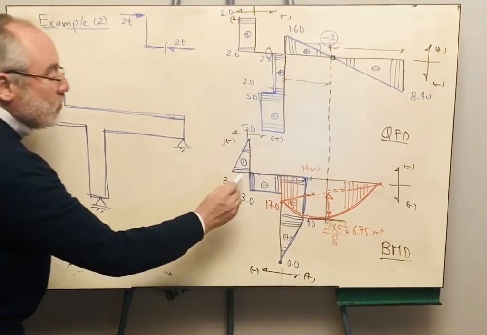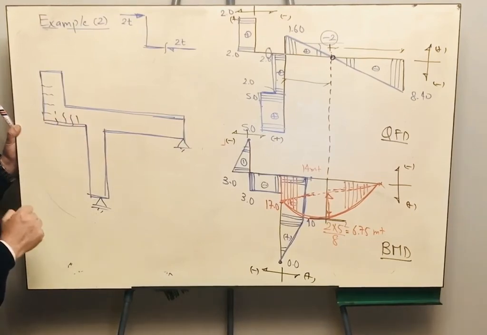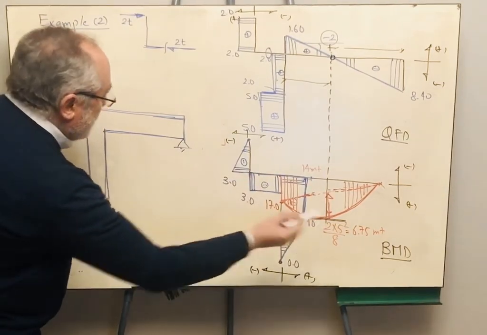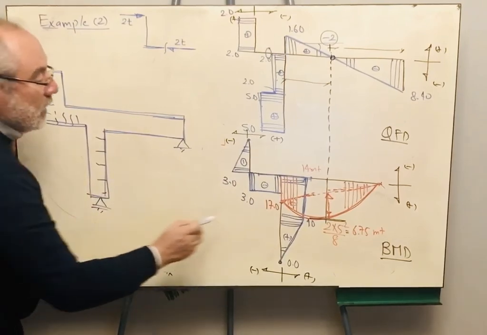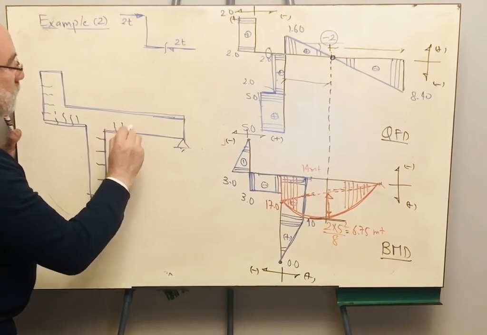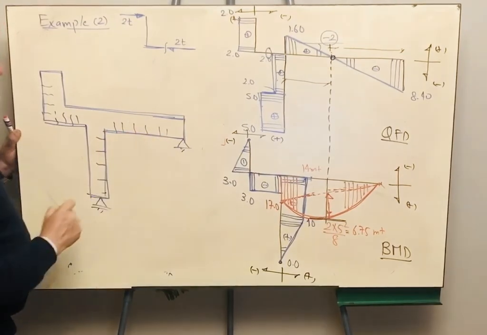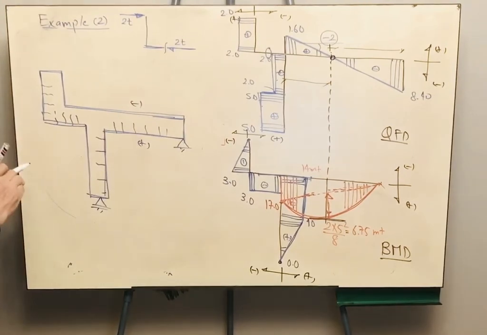The bending moment is drawn below the datum. It means that we have cracks here. The bending moment is drawn to the right of the column. It means that we have cracks here. And the bending moment is drawn under the datum. Therefore, it means that we have cracks here. Because here we have the tension, and here we have the compression.